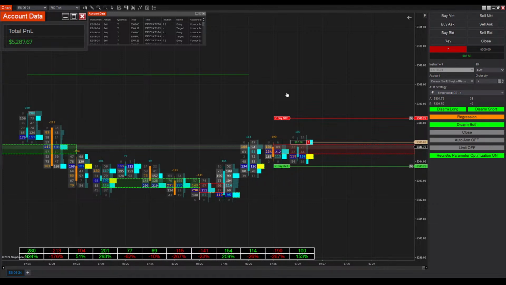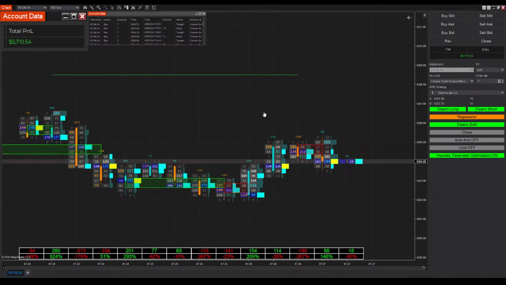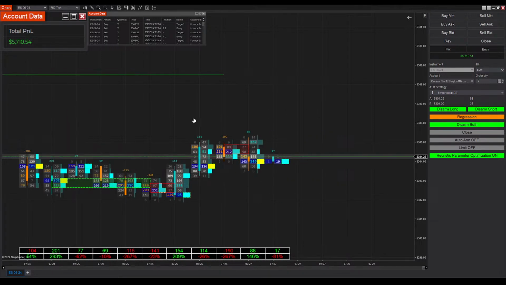Just got filled into a short position here. End up winning that one up to $5,700. We're gonna go for $7,000 today, I think.